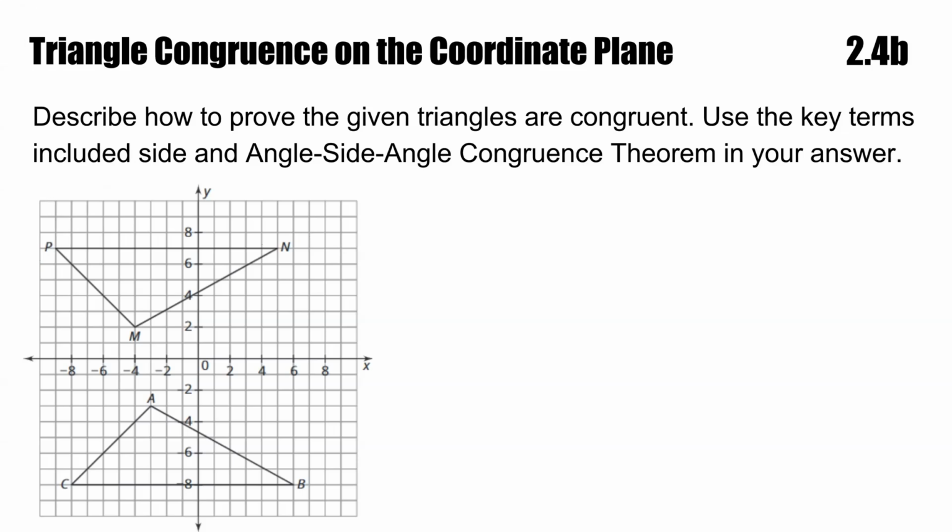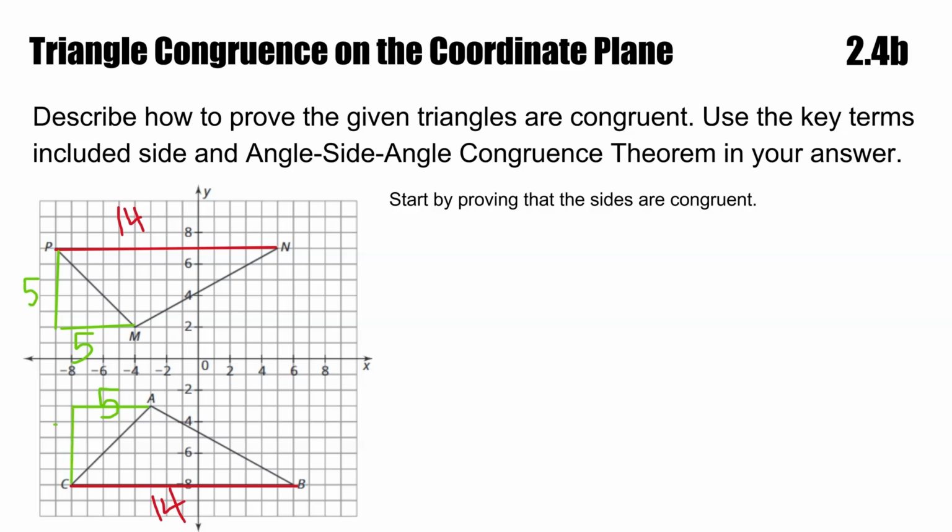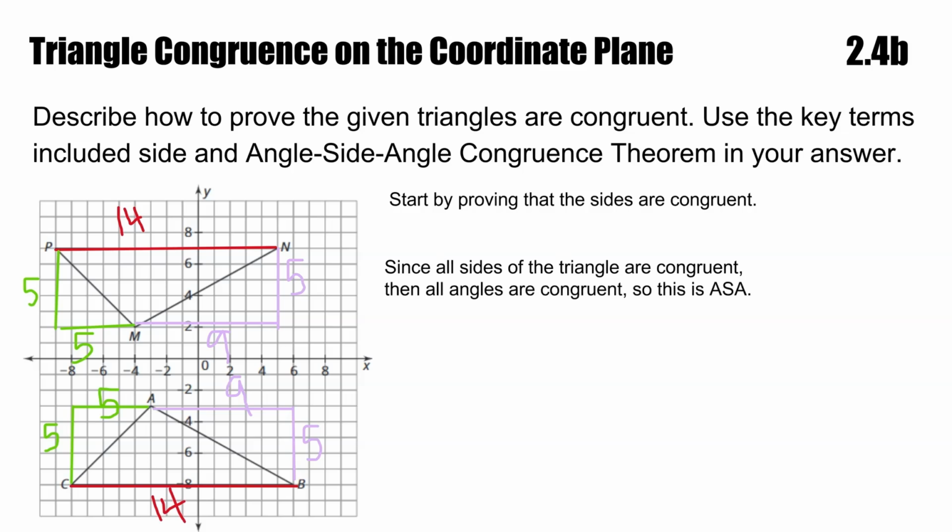The third problem asks to describe how to prove the given triangles are congruent using the angle-side-angle congruence. Start by proving that the sides are congruent. Both triangles have a side length of 14 units. Next, use the horizontal and vertical changes to prove that the two remaining sides are congruent. Since all sides of the triangle are congruent, then all angles are congruent. So this is angle-side-angle congruence.